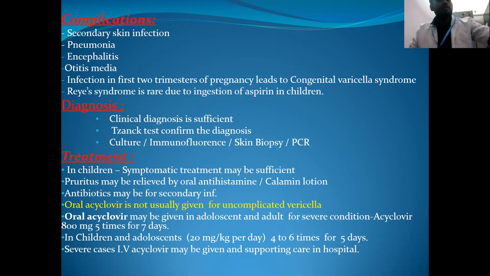That is in less than 12 years. Varicella in children less than 12 years of age, we don't have to give acyclovir. We can just treat by symptomatic intervention, at least for itching, pain and fever. Pruritus can be relieved by oral antihistamines supplemented with a calamine lotion. Antibiotics may be given for secondary infections. And oral acyclovir is usually not given for uncomplicated varicella in children.